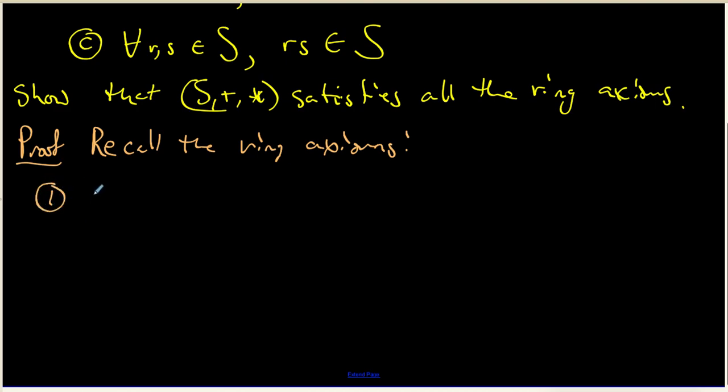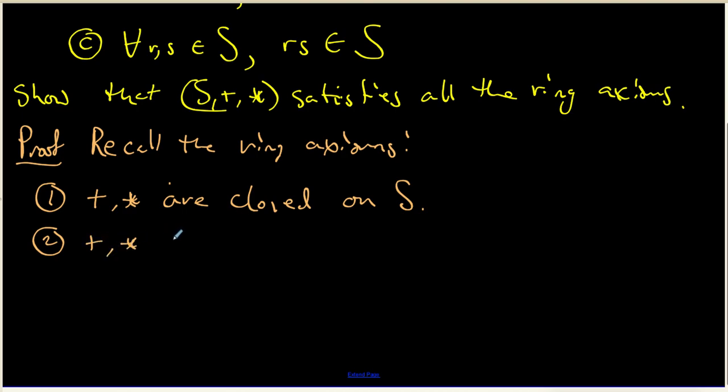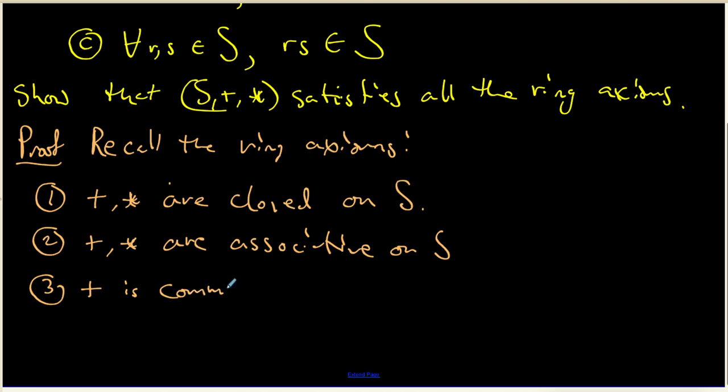First of all, we need both plus and times to be closed on the set S. Second of all, plus and times have to be associative on the set S. Third, addition must be commutative on the set S.